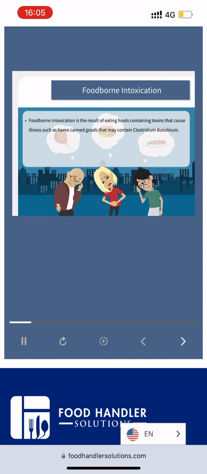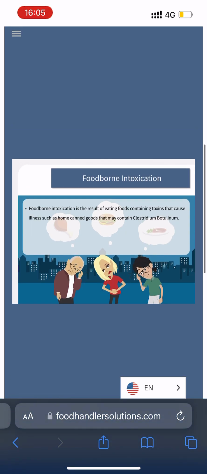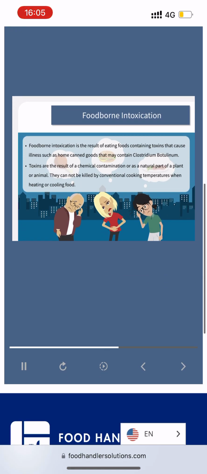Foodborne intoxication is the result of eating foods containing toxins that cause illness, such as home-canned goods that may contain Clostridium botulinum. Toxins are the result of a chemical contamination or as a natural part of a plant or animal. They cannot be killed by conventional cooking temperatures when heating or cooling food.